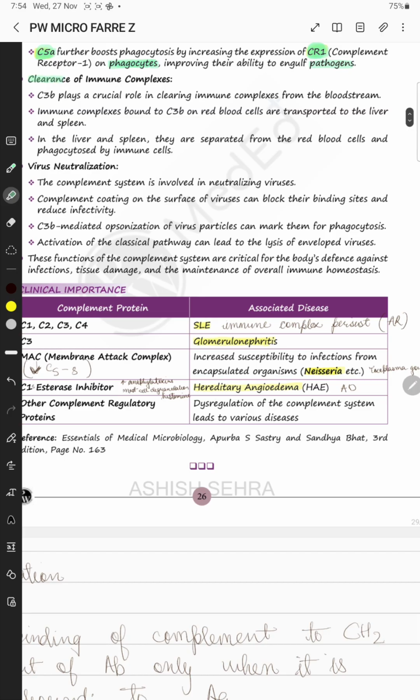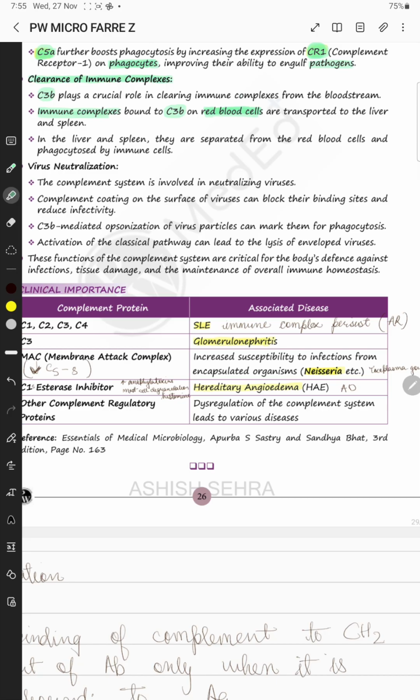Then the next function is clearance of immune complexes. C3b plays a crucial role in clearing immune complexes from the bloodstream. Red blood cells पे जो C3b present होता है उनसे immune complexes bind करते हैं and these red blood cells will be transported to the liver and spleen.